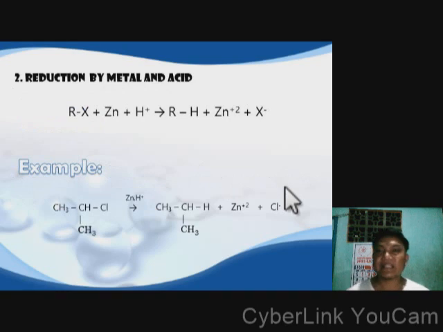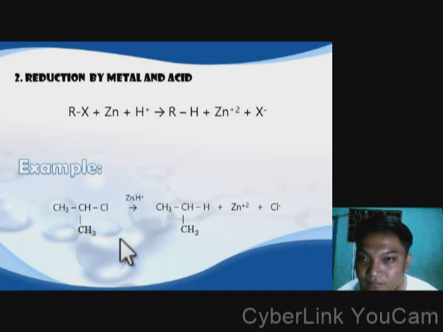Reduction of metal and acid. Of course, meron tayong alkyl and then your halide also. Then zinc plus hydrogen atom. So, forming you what? Your alkane already. Alkane plus zinc plus halide. Example is your, ano to? 2-chloro-isopropane, di ba? 2-chloro-isopropane. So, forming you what?